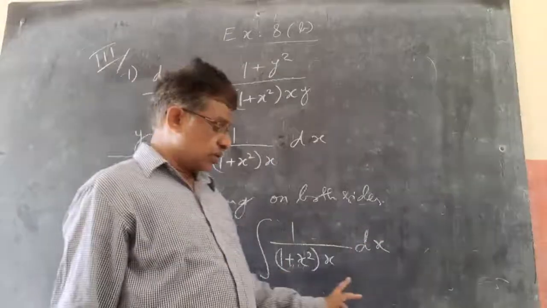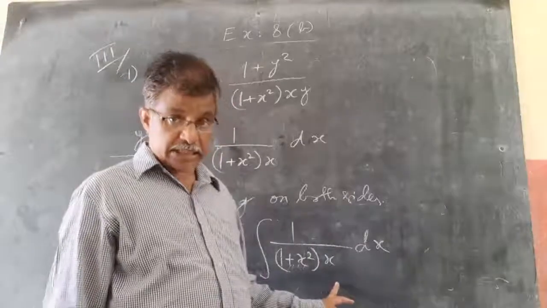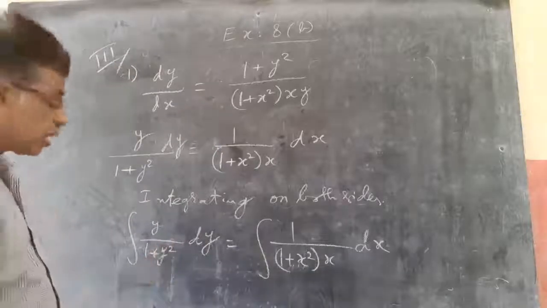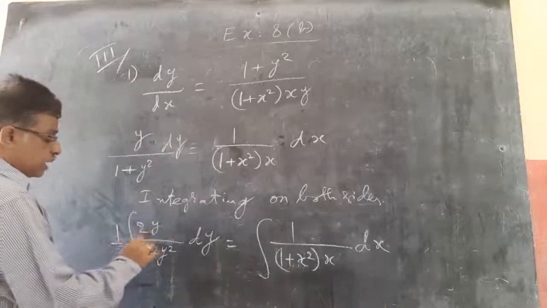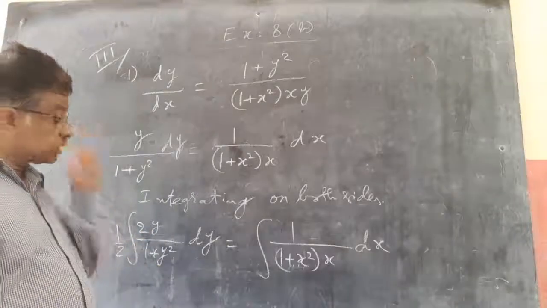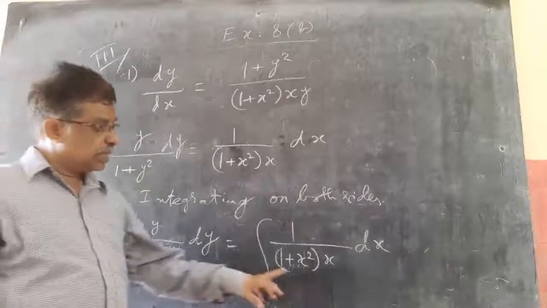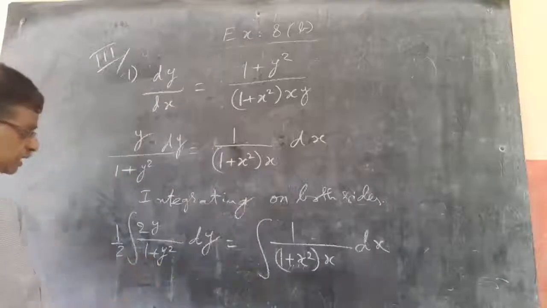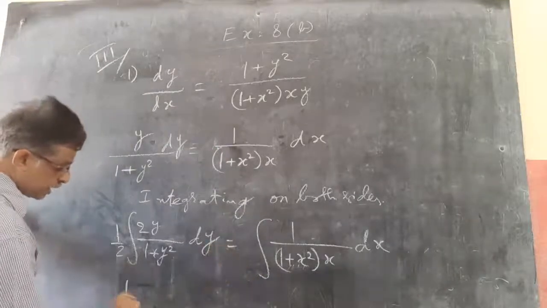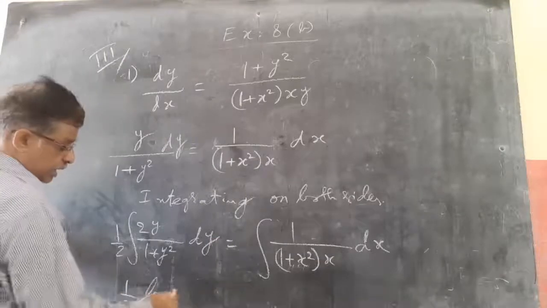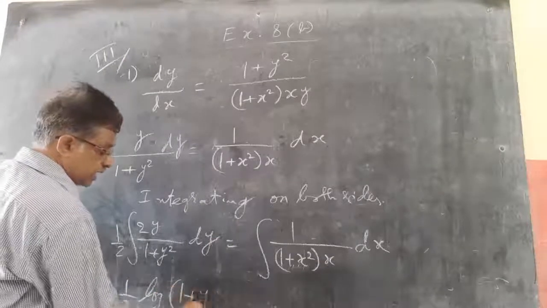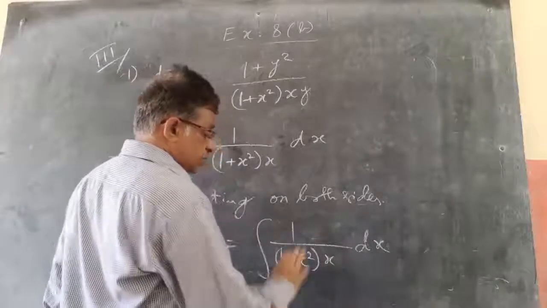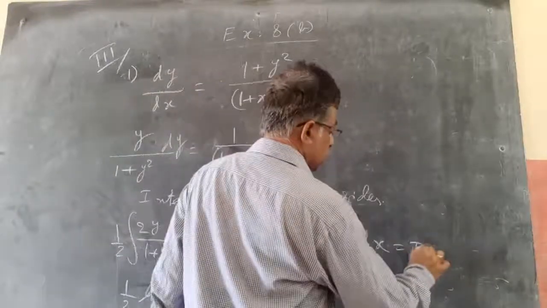Now for this you can go for partial fractions. For this you can go for f dash x by f x. Now if I go for multiplying and dividing by 2, the derivative of 1 plus y square is 2y. Now this is f dash x by fx, log mod fx. This has two factors, so go for partial fractions. What I want to say is this part you can directly write, which is 1 by 2 log of 1 plus y square, but that part we should go for partial fractions.